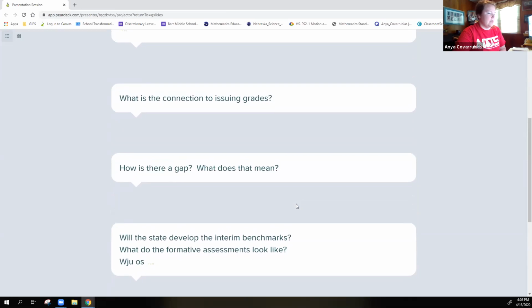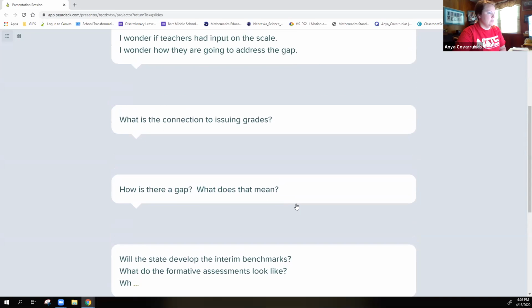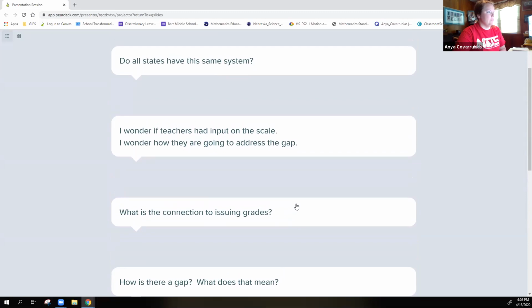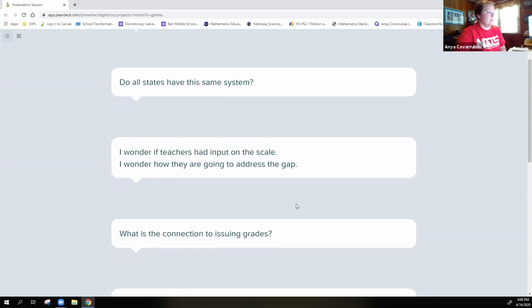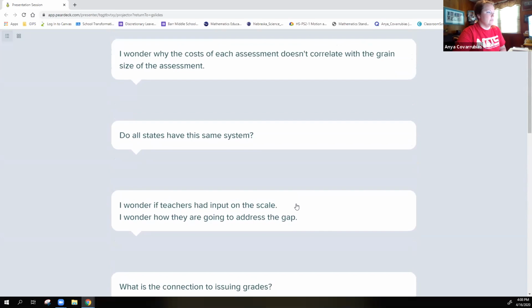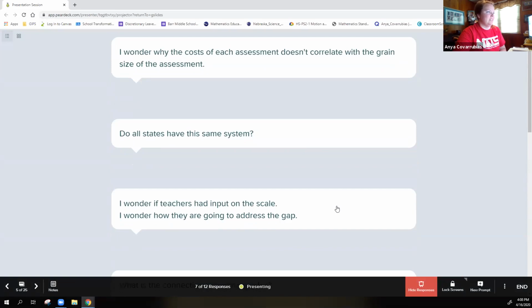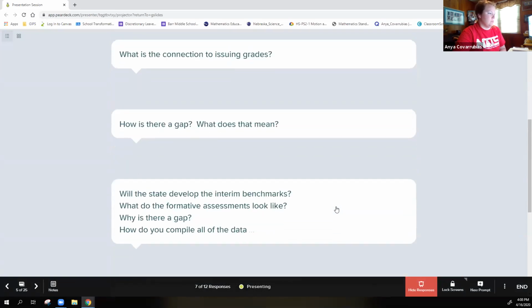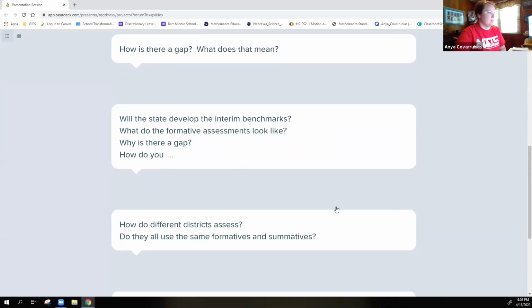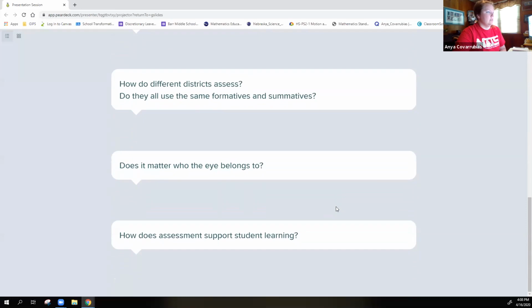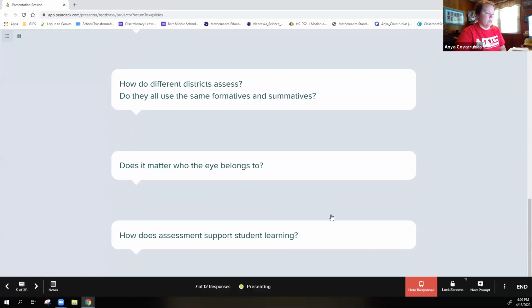A question about the interim benchmark assessments. The cost of each assessment, correlating with the grain size of the assessment. That's a great question. How do the different districts assess? Great. How do the assessments support student learning?